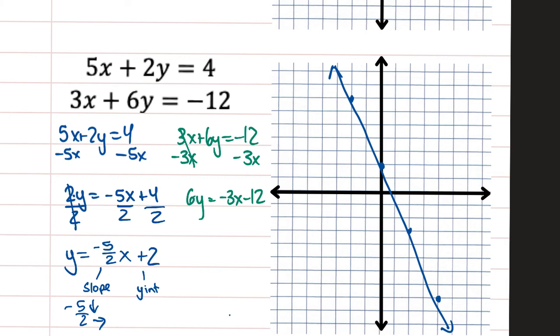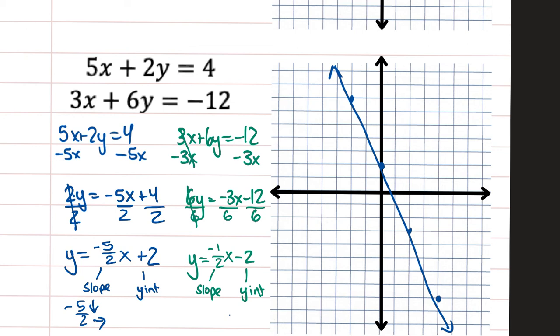Then we have to undo that multiplying by 6. So to undo multiplying, we're going to divide everything by 6. 6 divided by 6 leaves us with 1y, or just y. Negative 3 divided by 6 is not negative 2. However, you can divide both those by 3. Negative 3 divided by 3 is negative 1. And 6 divided by 3 is 2. So that gives us negative 1/2 x. And then negative 12 divided by 6 is negative 2. So negative 1/2 is the slope, and negative 2 is the y-intercept.